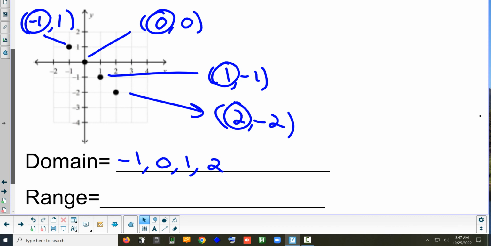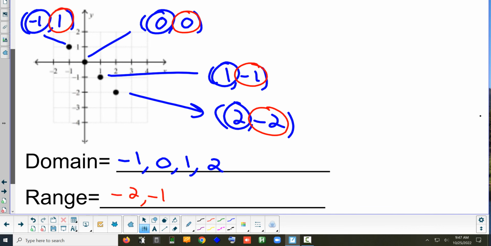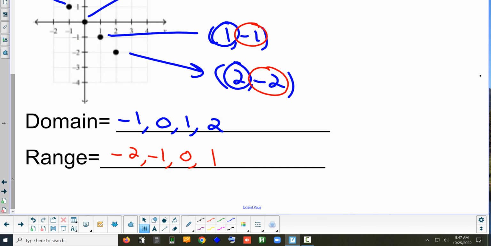Okay. And how about my range? How about Anaya? What's my range here? -2, -1, 0, and 1. Yeah, and she automatically put it in order from low to high. It's just a list of all the second numbers in each coordinate. If you don't put it in order, you're not going to get it wrong. You can still get it right if you have these numbers in a different order. But you have to have those 4 numbers. Okay. Any question on that?